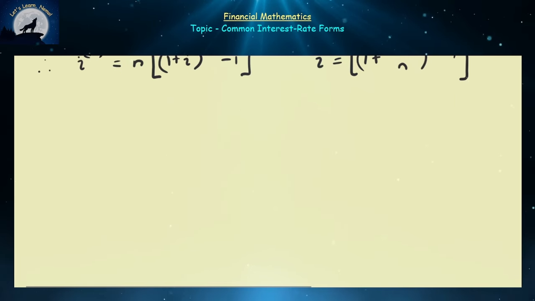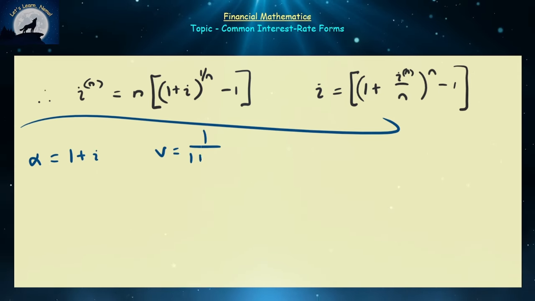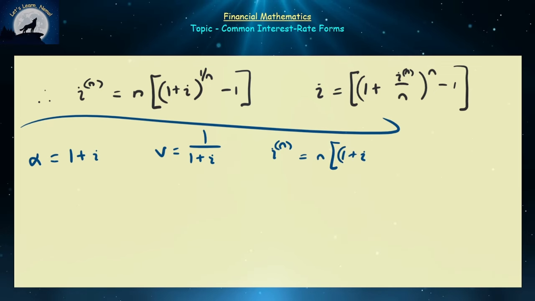So what do we have here? We have these two particular relations, and we have those other things. In particular, alpha, our accumulation factor, is equal to 1 plus our effective interest rate. We have our discount factor, which is nu, equal to 1 over 1 plus i. And now we have our convertible interest rate, which is going to be equal to n times 1 plus i to the power of 1 over n, minus 1. So here I'm referencing everything with respect to the effective interest rates.